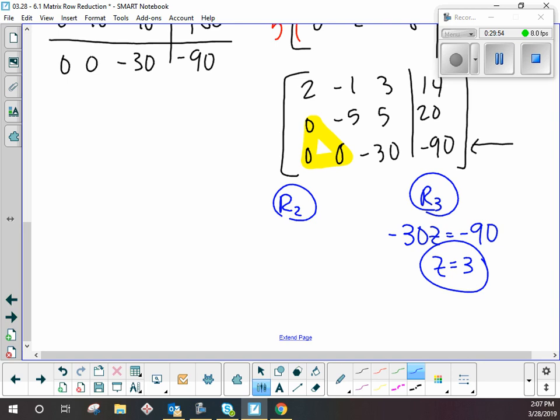and plug it in. Row 2 means 0x, negative 5y, plus 5z, but now what do I know about z? It's 3, equals 20. So this is me plugging 3 in for z right here from row 2. So that's 15. Subtract it to the other side, which gives you negative 5y equals 5. y equals negative 1.